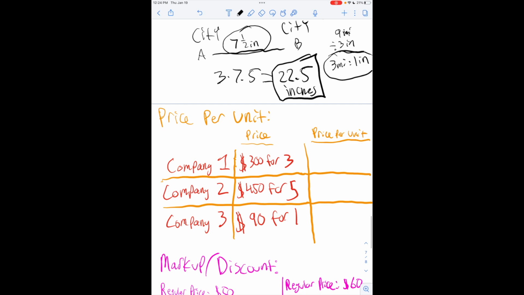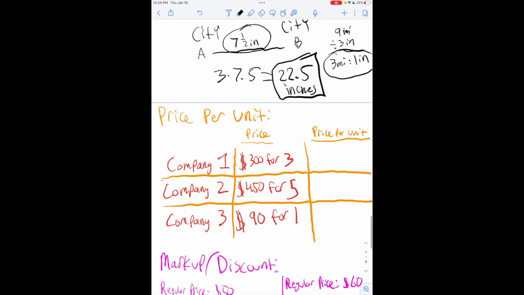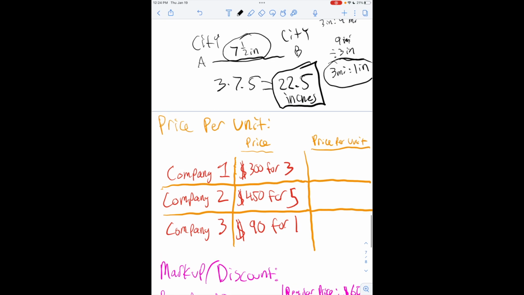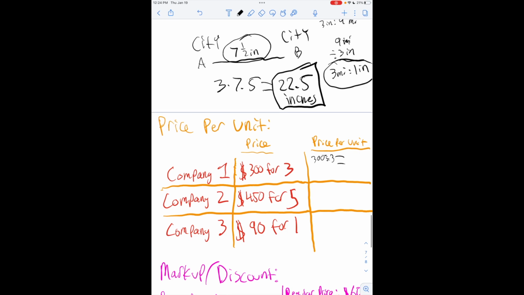Looking at price per unit, finding out, hey, what's a better deal? I got to figure out what it costs for 1 unit, or figure out how many units I get for the same amount of dollars. So in this case, for company 1, it's $300 for 3, I don't know, sneakers, 3 pairs of shoes, iPads, whatever you want to call them. And to figure this out, I want to figure out what it costs for 1 unit. 300 divided by 3, that's going to give me $100.